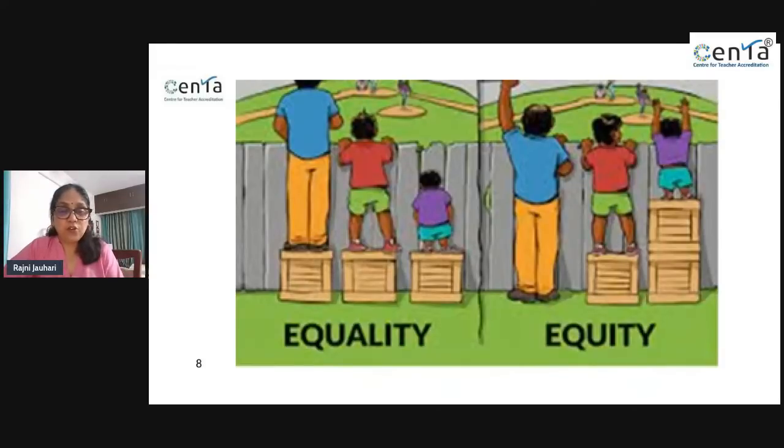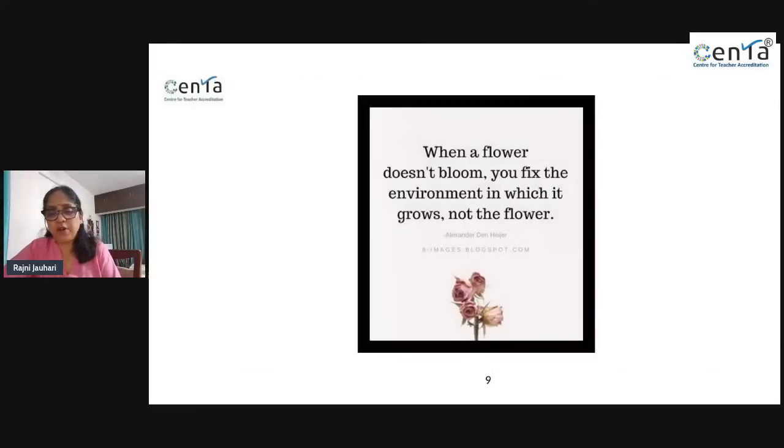Now I'll go to my next slide, and I'm sure this is something all of you have seen. Many a time you must have received it as a message on WhatsApp, and we as teachers really like this quote. I have liked it, and I've forwarded it to many of my friends. It says that when a flower doesn't bloom, you fix the environment in which it grows, not the flower. So what are we doing? Suppose the flower for us is our student. If it doesn't do well, we try to fix the child instead of the environment in which it grows.